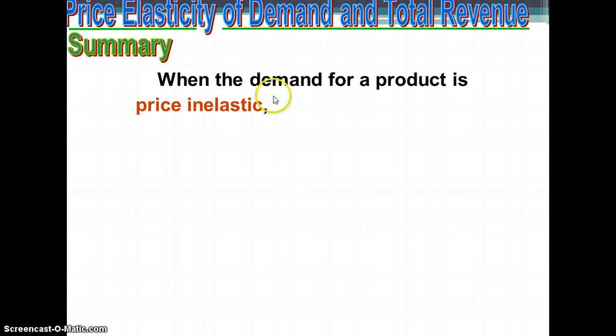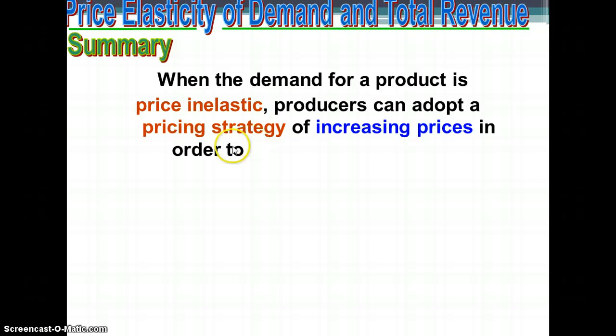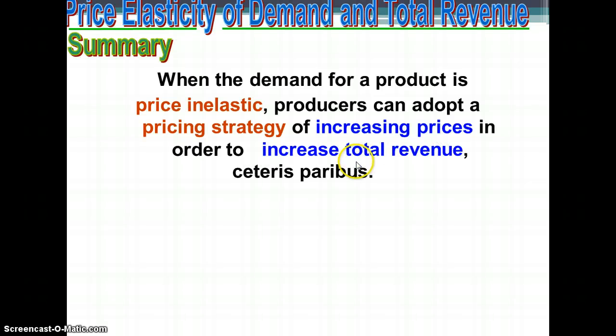Therefore, to summarize, when the demand for a product is price inelastic, the producer can adopt a pricing strategy of increasing prices in order to increase the total revenue, ceteris paribus. The word ceteris paribus here refers to all other things remaining constant. In other words, the cost will remain constant.